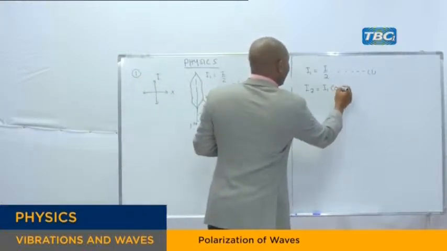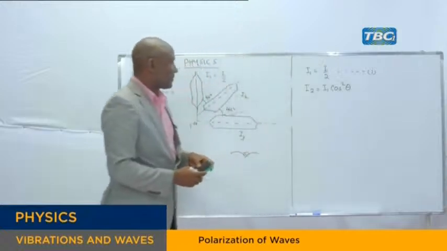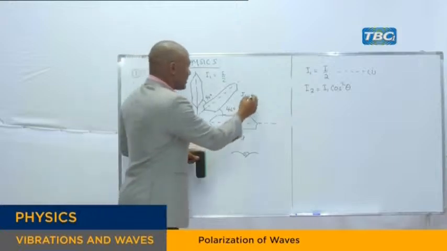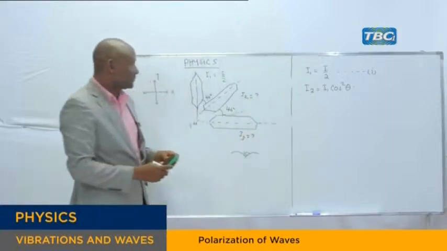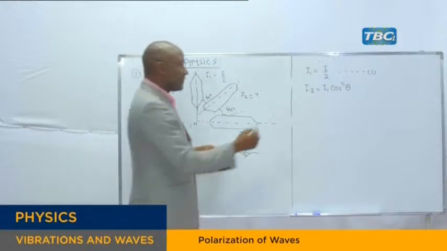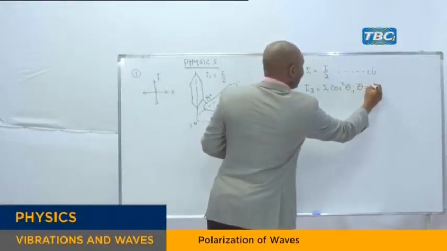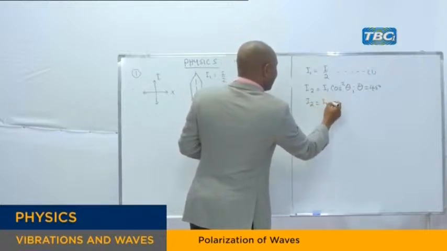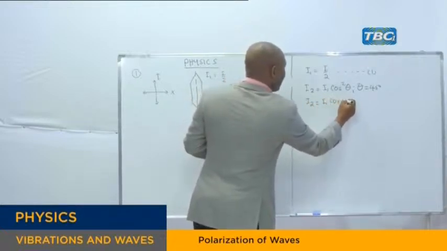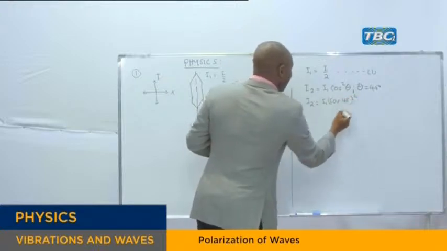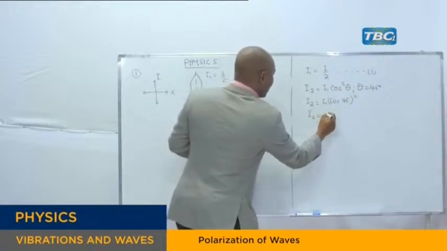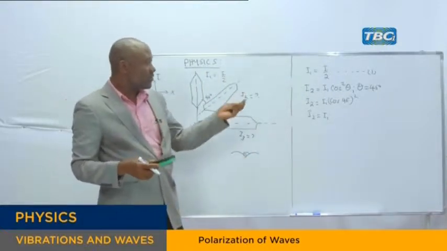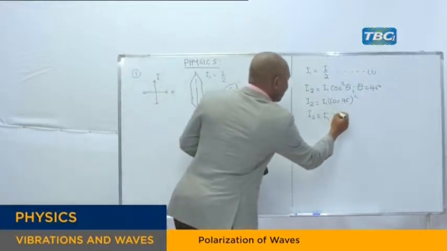Passing through the second polarizer is given by the cosine of the angle squared. That's the theorem. But I2 is what we are looking for. The angle between them is 45. Theta is given as 45. So we find that I2 equals I1 cosine of 45 degrees squared. You can use your arithmetic, even a calculator. Cos of 45 is known: radical 2 over 2.